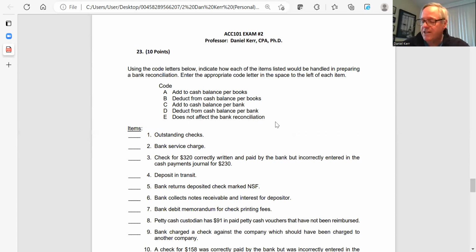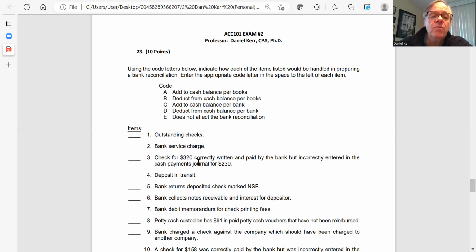So the first one, outstanding checks, that would be a reduction of the balance per the bank. So the answer there is D. Bank service charge, that's already on the bank statement, but I have to reduce my books. That's a deduction on the balance per my books, which is B.